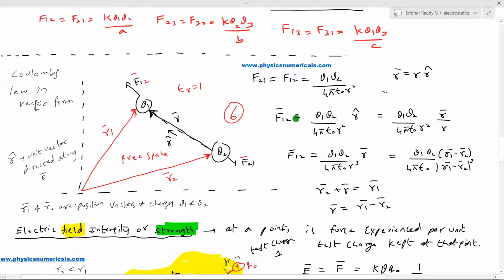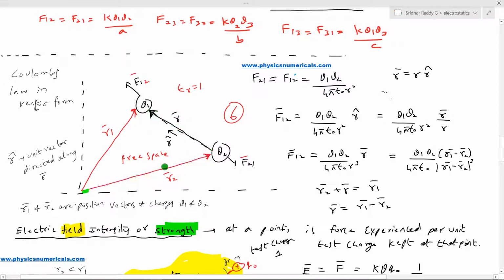This will give the magnitude. The direction of F12 bar is given by R cap. Okay, we have R cap here. So Q1, Q2, 4 pi. How do you define a unit vector? A vector is equal to magnitude into unit vector, so the unit vector is the vector divided by its magnitude. So F12 is equal to Q1Q2 over 4 pi epsilon naught R cube into R bar. Let's come to the vector subtraction: this is R1 bar minus R2 bar.